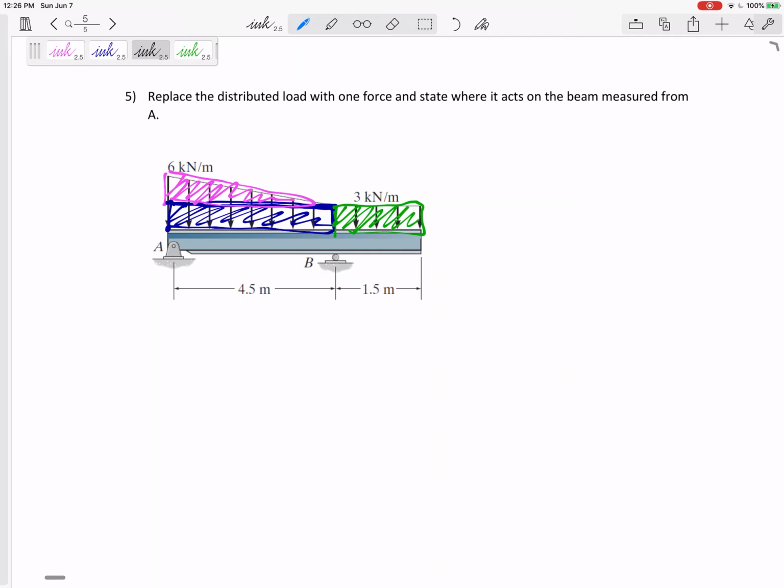Do you notice, and if you didn't notice, that's perfectly fine, but I'm going to combine this. I'm only going to say there are 2 distributed loads here, a uniform 3 that acts on the whole beam, and then this triangular load that only acts on this 4.5. First, let's take this pink distributed load and replace it with 1 force.